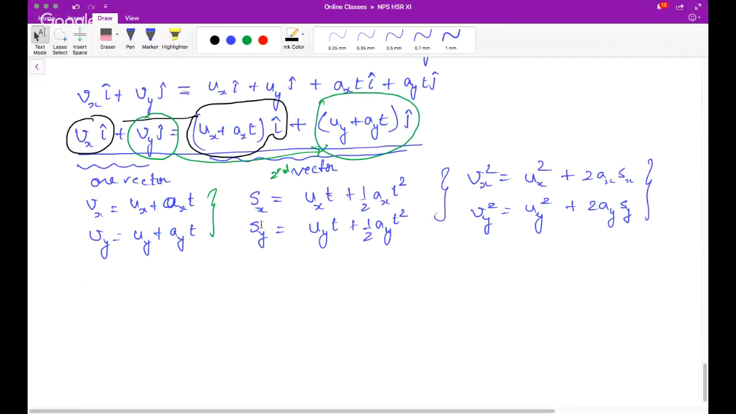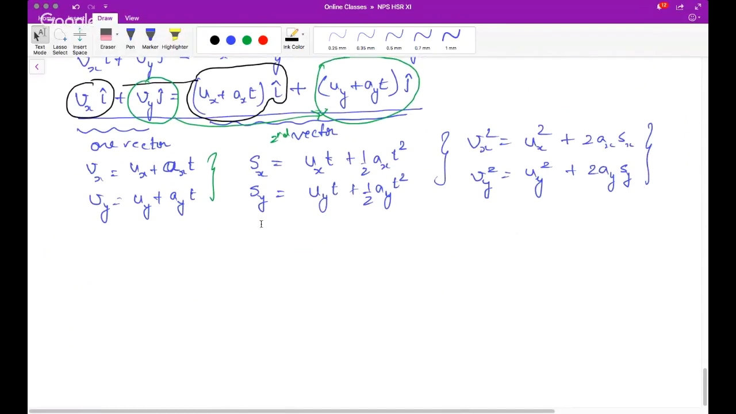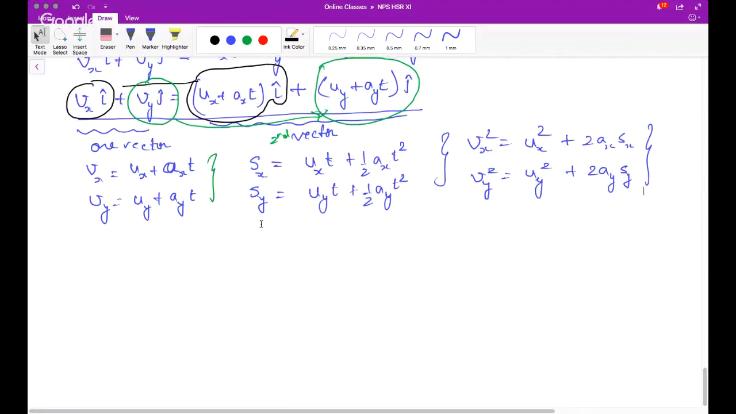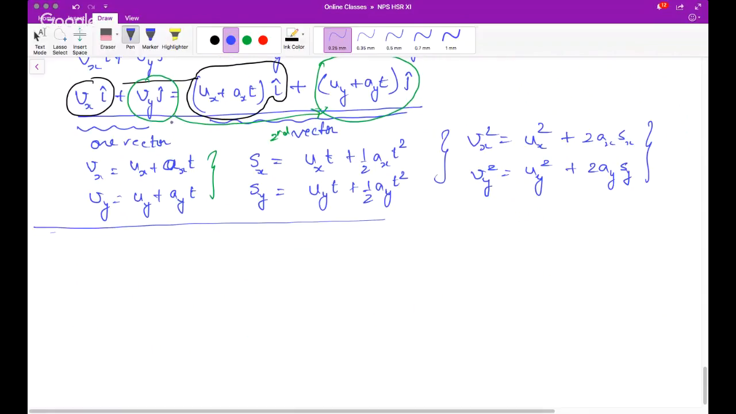Let's take an example, and this is where it is mostly used, and that is projectile motion. So let us take projectile motion and understand it, and then try to use these concepts there. What I'm trying to discuss is, how does a projectile move?